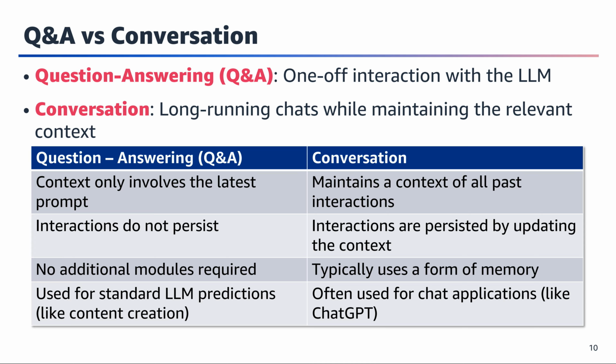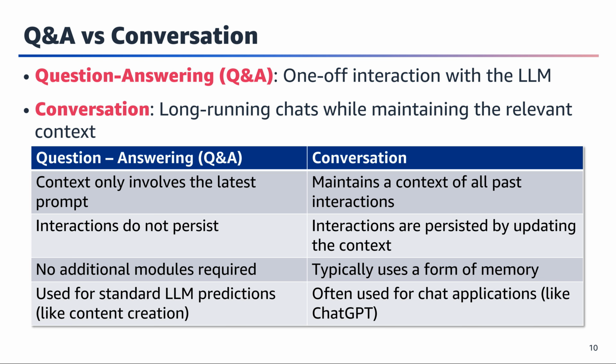Now we'll explore the fundamental differences between question and answering and conversational AI approaches. While both utilize LLMs, they serve different purposes and have distinct characteristics. Question and answering systems are like asking a question to a fresh slate each time, perfect for standalone queries, but without memory of previous interactions. Think of it as consulting a knowledgeable expert for a specific question.